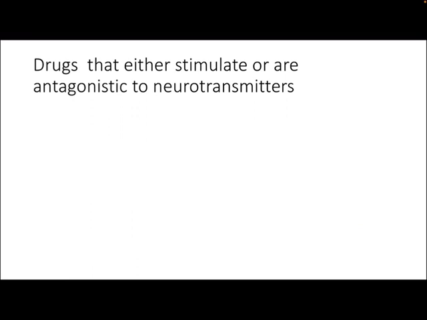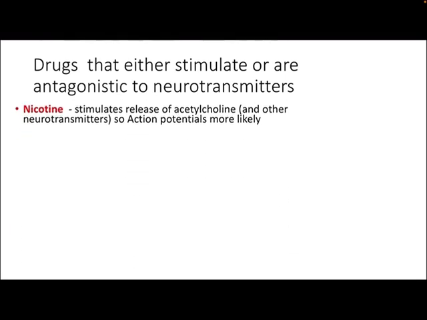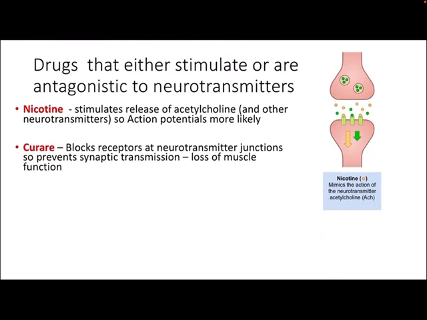Drugs can also stimulate or be antagonistic to neurotransmitters. So nicotine stimulates the release of acetylcholine and other neurotransmitters, so action potentials are more likely. And that's just a diagram showing you that nicotine mimics the action of the neurotransmitter acetylcholine, so therefore more sodium ion channels open and more action potentials can occur in the postsynaptic neuron.